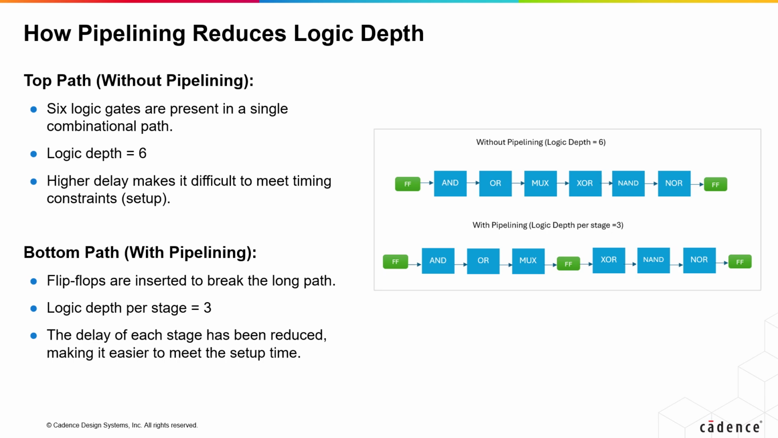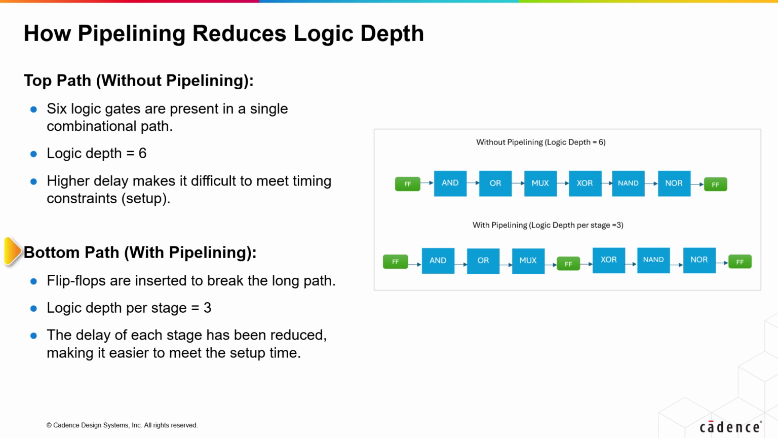Here, we will see how pipelining reduces the logic depth of the combinational path in the design. First, a register-to-register path is shown here with a logic depth of 6, which means that 6 gates are present between the two registers. Let us consider the gate has a unit delay. In a situation where these 6 gates in the path have a higher delay, it creates a setup time that is not met, and it results in a higher clock frequency.